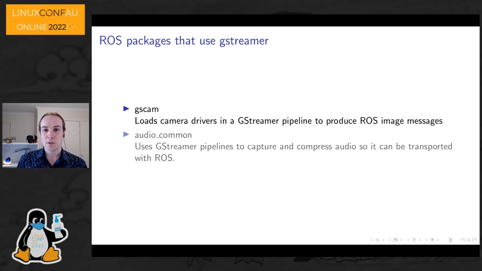There's a couple of ROS packages that use GStreamer internally. If you build robots that see, you're probably going to look for at least one camera driver. The chances are, if you can't find a Linux driver, you'll find a driver in GStreamer. GSCam sticks a GStreamer pipeline in a ROS node, and whatever comes out of the pipeline is put into an image message, and then transported on the ROS message bus.